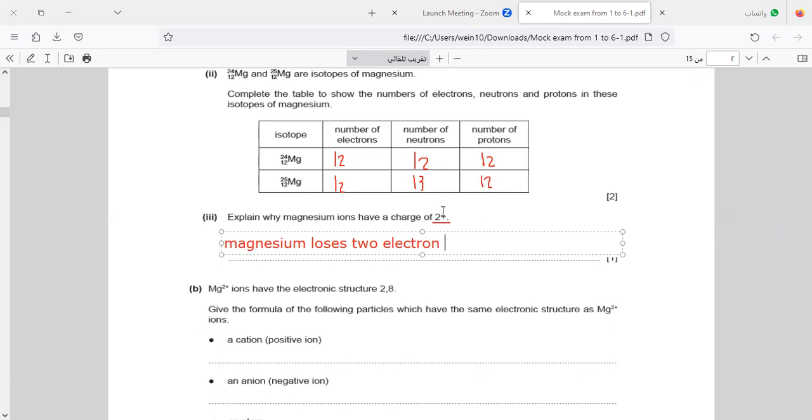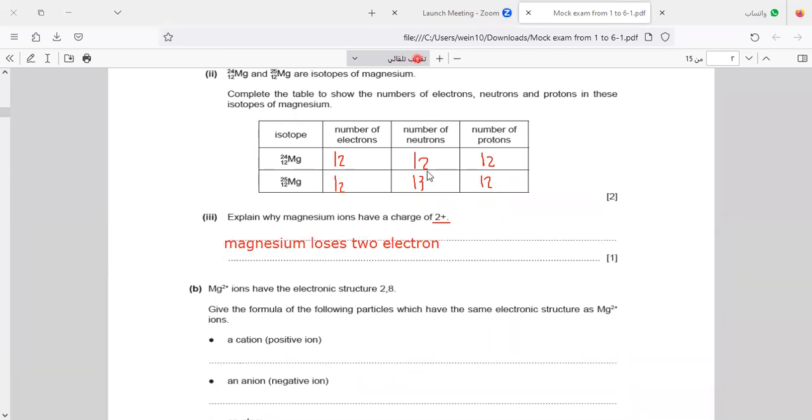If the question is about potassium, for example, why potassium will form positive ion? Potassium is in group number 1. So I will say, because potassium will lose 1 electron. You must mention the number of electrons which is lost by the element.